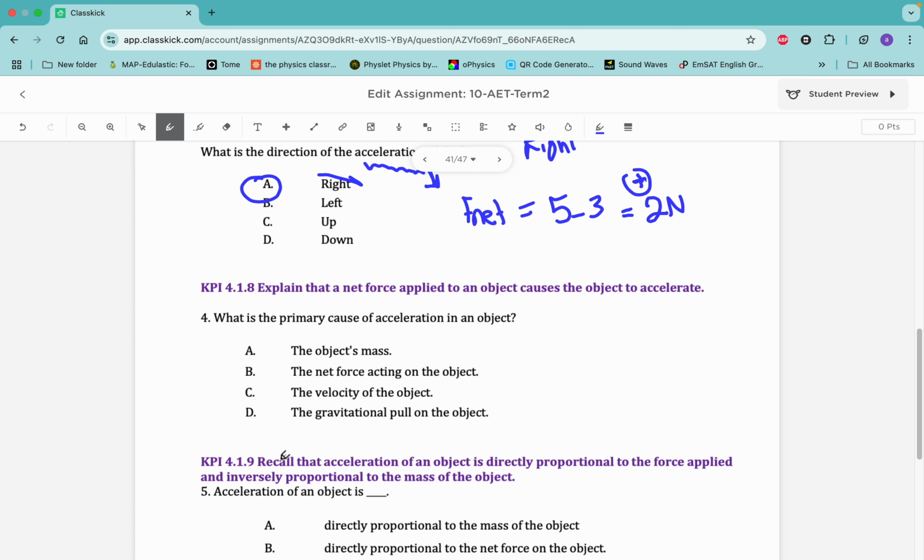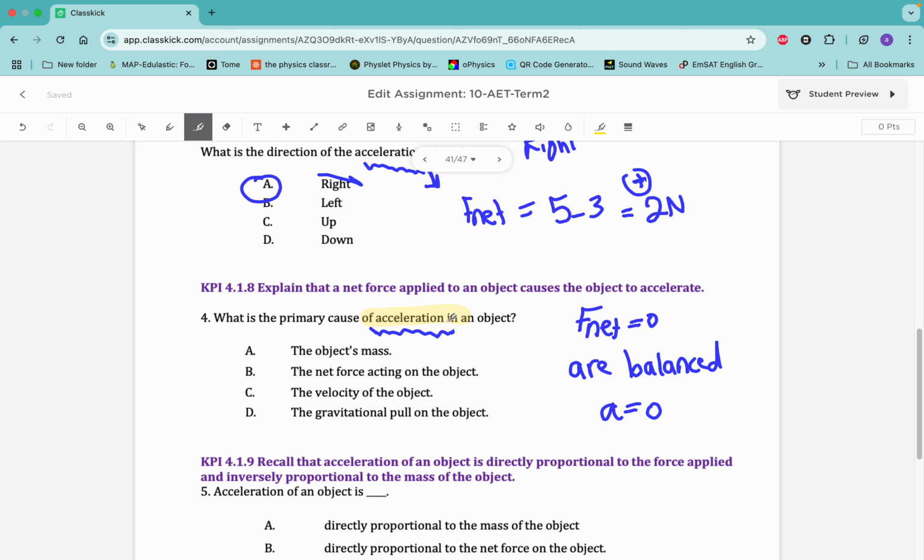Here, what is the primary cause of acceleration? We know that to have acceleration, we have to have a net force. What I mean is, if the net force is 0, in this case we can consider that forces are balanced. And when forces are balanced, acceleration is going to be equal to 0. So the main cause of acceleration is having a net force.